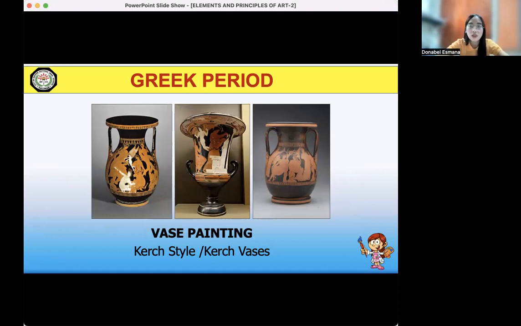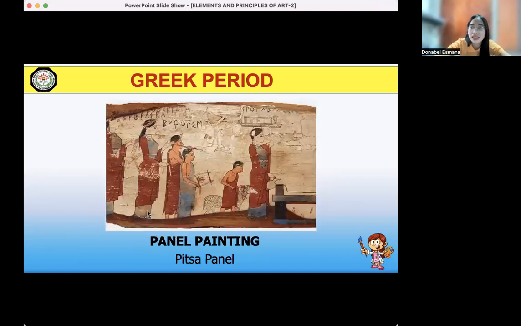And Kerch style, also referred to as Kerch vases. These are red figured pottery named after the place where it was found. And this was found at Kerch, and Kerch is found on the Black Sea coast of Crimea. So we also have, during the Greek period, aside from vase painting, we also have panel painting, just like this.